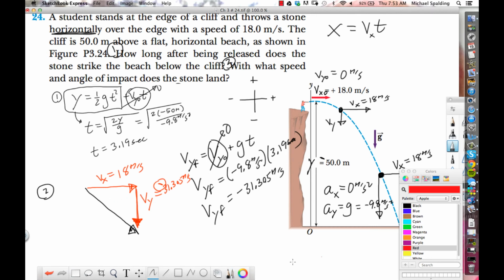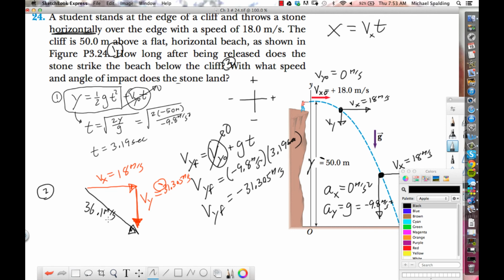All right, so how do we get this answer? We're looking for this black vector right here, right? That's the total velocity of the stone when it hits the ground. So what do we do to get that black vector? Pythagorean Theorem, which I'm not going to show. Everybody can do it. A squared plus b squared equals c squared. If you do Pythagorean Theorem correctly, you get 36.1 meters per second, but that's only half the answer.